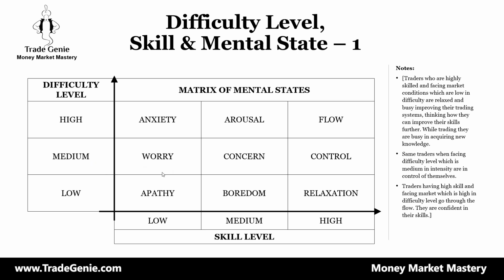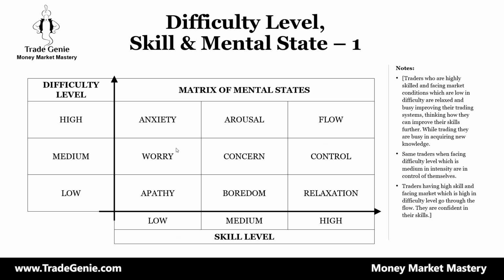There are people who are always the worry kind of people. It doesn't matter if the condition is good or bad: worry, worry, worry. They worry or develop high anxiety because the difficulty level is high and they have low skill. So when we have low trading skill and the market condition is difficult, we develop anxiety, even arousal. But with a high skill level, we are relaxed, we are in control, or we are going in the flow. Same market condition, same difficulty level, but depending on the skill, we go into a different mental state.